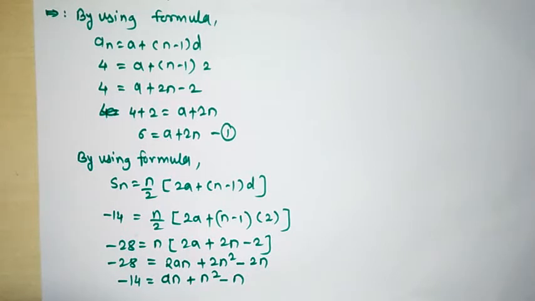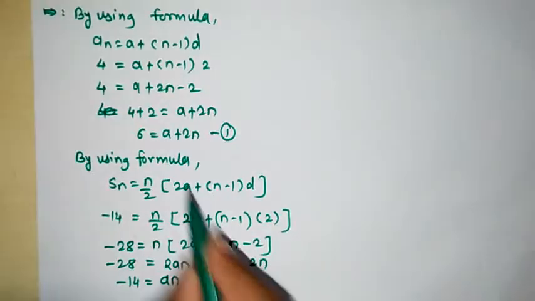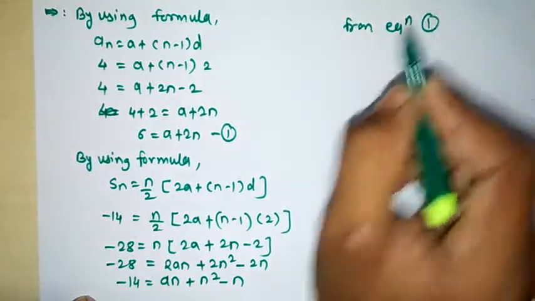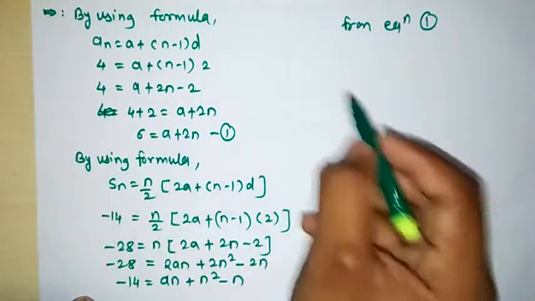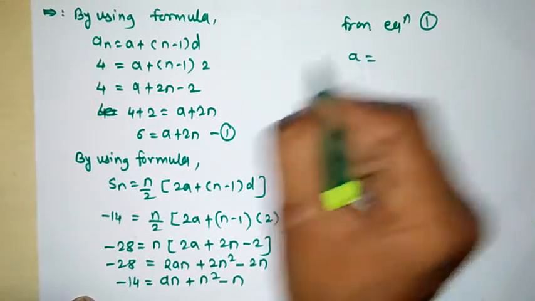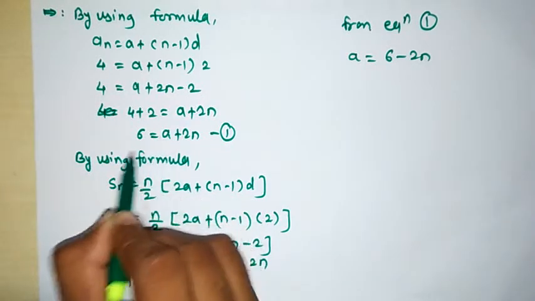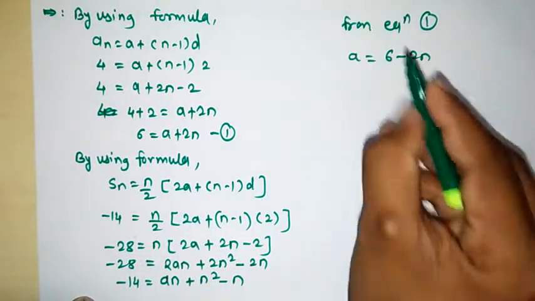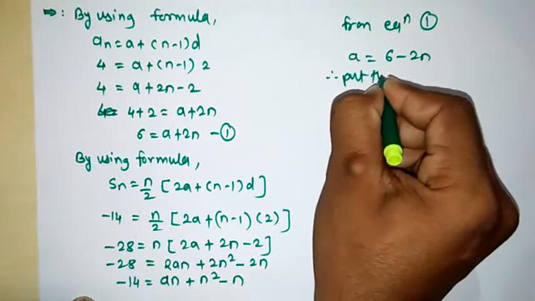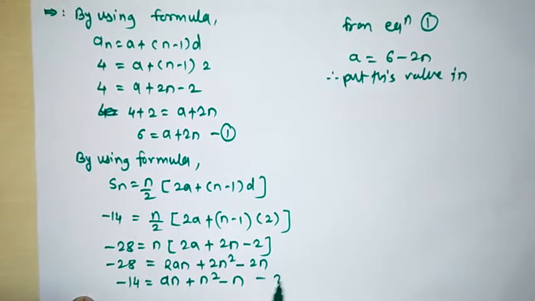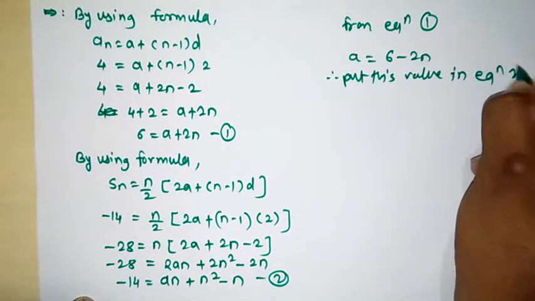Now see here, friends, what we will do. From equation 1, we have to find the value of a. A is equal to 6 minus 2n. From equation 1 we can write a is equal to 6 minus 2n. Now put this value in, mark this as equation number 2. Put in equation 2.